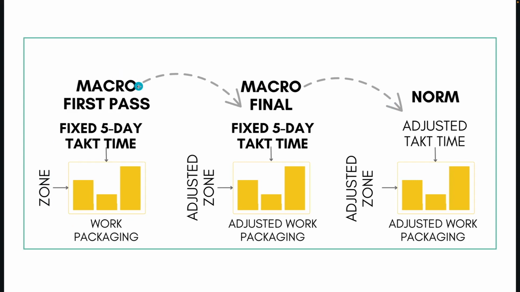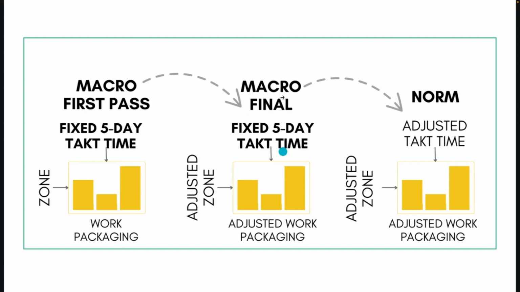When you go from that guess, like I talked to you about, and we take it to the final macro level takt plan, we want to keep it in that same fixed 5-day takt time, at least for the macro, which means that if we are adjusting zones, we also have to adjust the work packaging. That's why we originally had 25 wagons and then it moved to 15, because we have smaller zones now, those sequences shrink, and instead of 25 wagons, we only need 15.